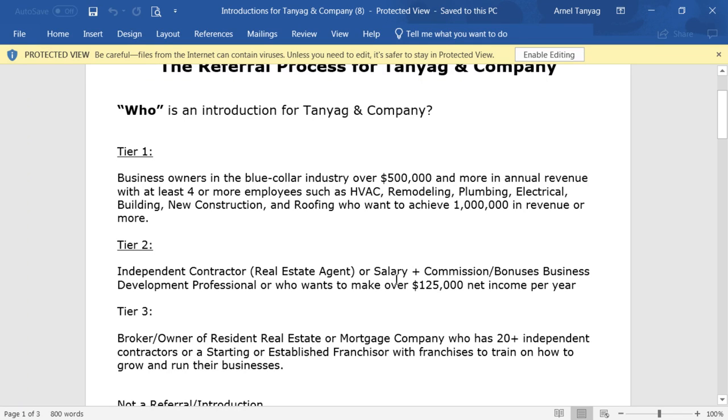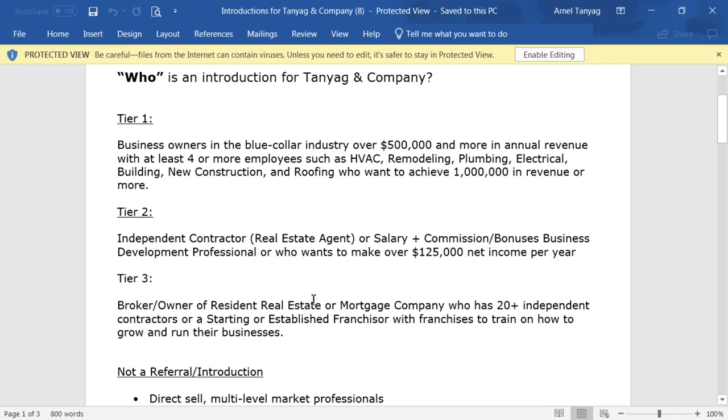And tier three is the broker-owner of a residential real estate or mortgage company who has 20 independent contractors, because I can do training for them, or those starting or established franchisors with franchises to train. What I help them do is train their people and grow and run their business. And that's who I'm looking for.